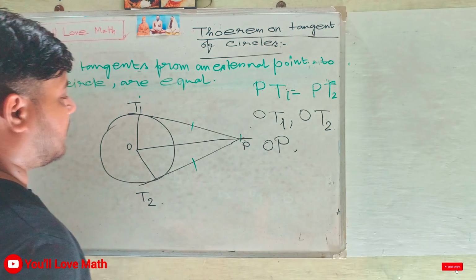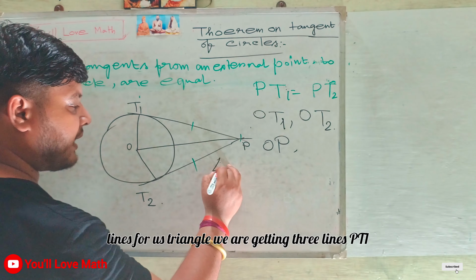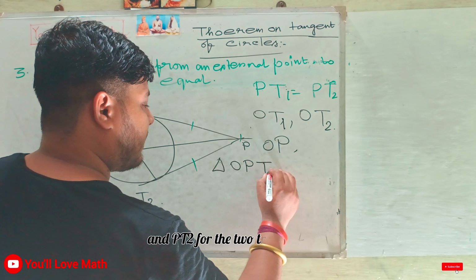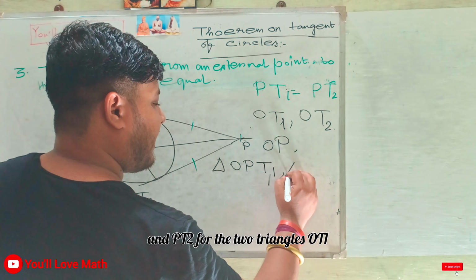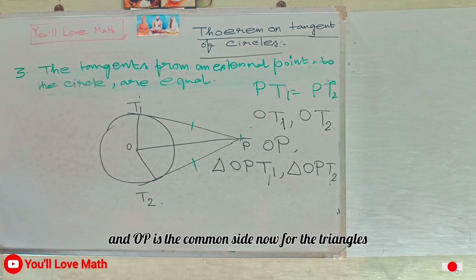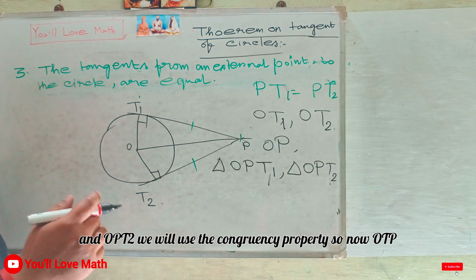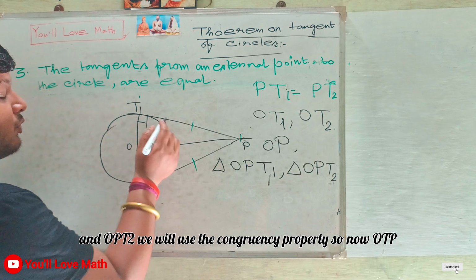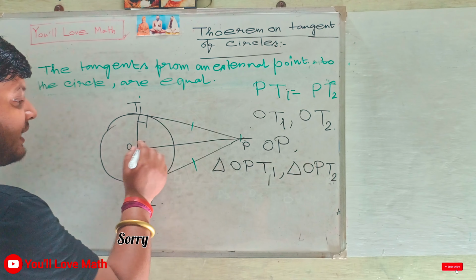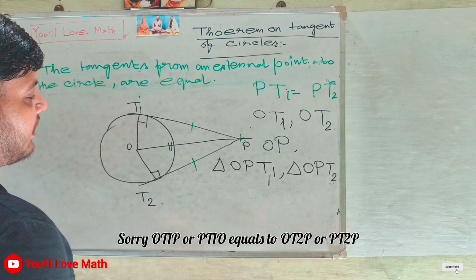For the triangles we are getting three sides: PT1 and PT2 for the two triangles, OT1 and OT2 for the two triangles, and OP is the common side. Now for the two triangles, we are getting OPT1 and OPT2. We will use the congruency property. So now angle OT1P, or PT1O, equals angle OT2P.